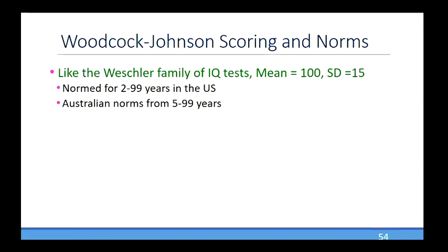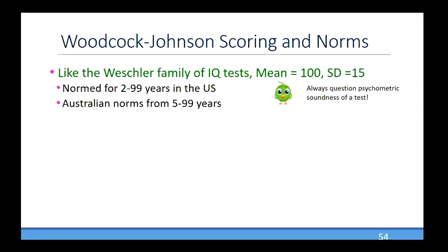Like the Weschler family of IQ tests, a mean of 100, standard deviation of 15. It's normed for 2 to 99 years. So very young to very old, one test. That's handy. You don't have to do a separate WIPC and then a WISC and then a WAIS. So you can just be proficient in one. And they have Australian norms for 5 to 15-year-olds. So that would definitely cover primary school onward.